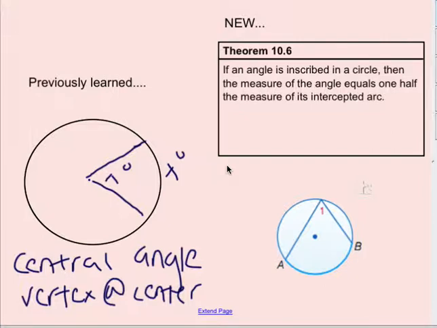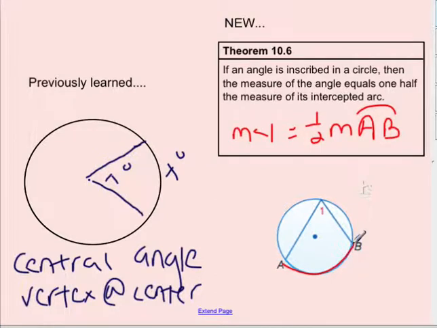So what does that mean? To find the measure of angle 1, we need to take 1/2 the measure of our arc AB. Whatever this degree measure is, we take 1/2 of it, and that will give us the measure of our inscribed angle. So let's put that into practice a little bit.